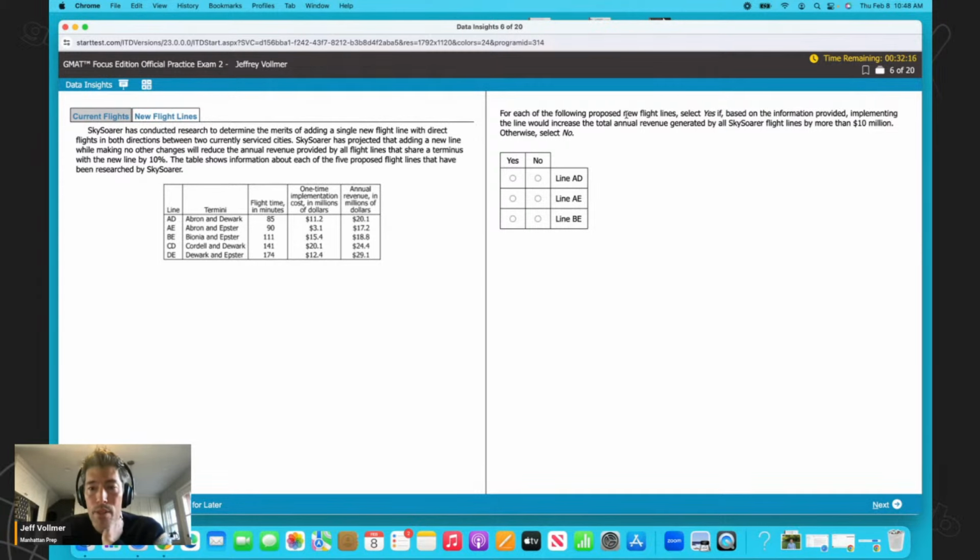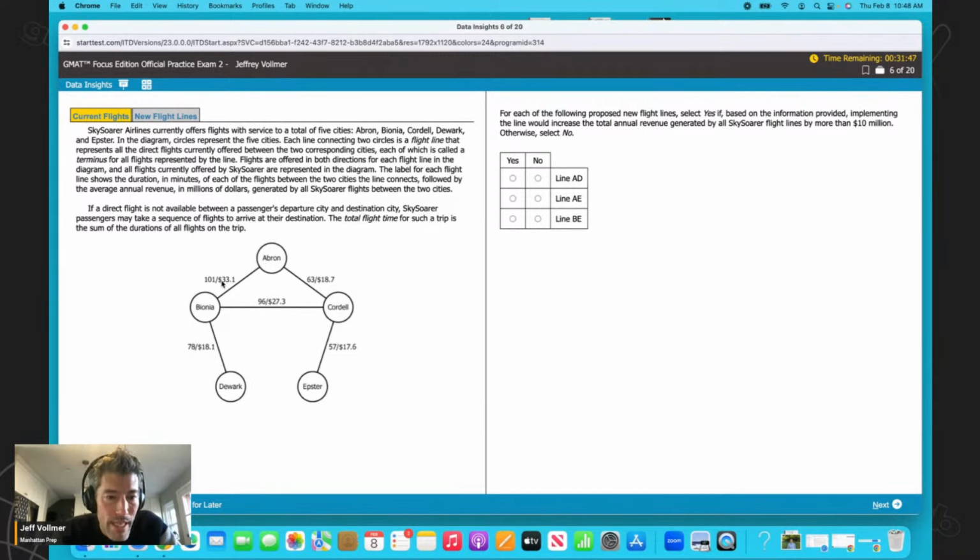With each of the following proposed new flights, select yes if implementing the line would increase the total amount of revenue generated by more than 10 million. So let's see. If I put in AD, I gain 20.1. But how much am I going to lose? It says I'm going to lose 10% in the revenue provided by all the flight lines that share a terminus. So if I add AD, what's happening?